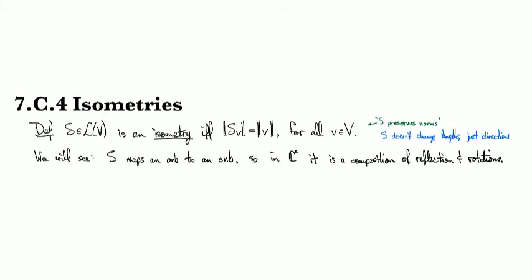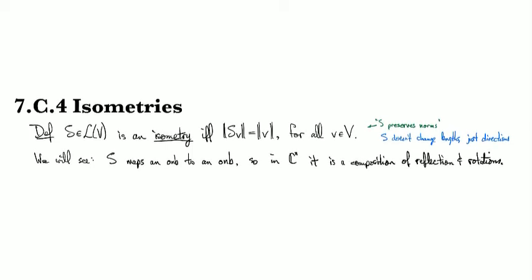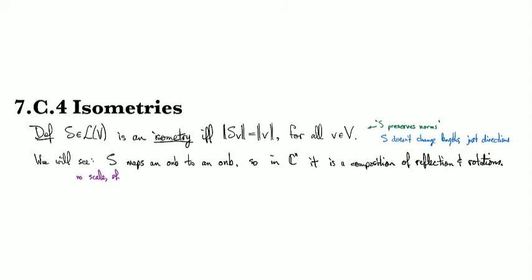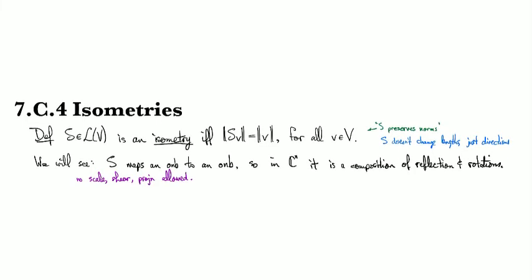Sometimes this is called a rigid type transformation because the distances don't change. So in particular, there's no scaling, there's no shearing, there's no projection. Those are all things that change the length of vectors.